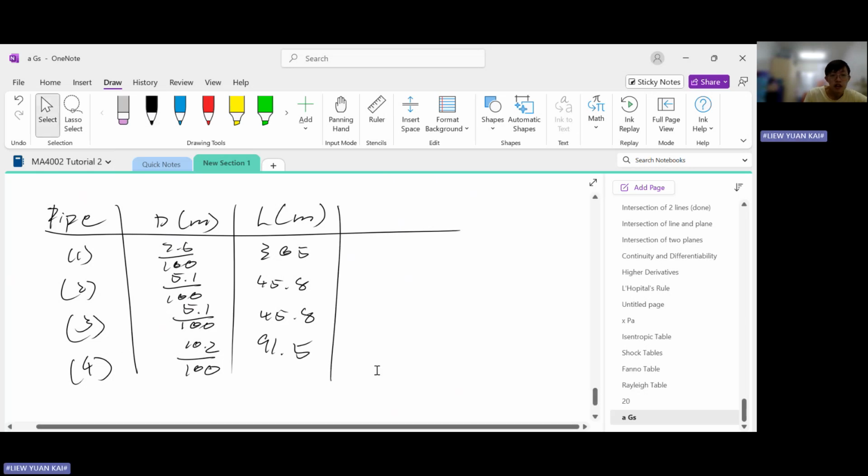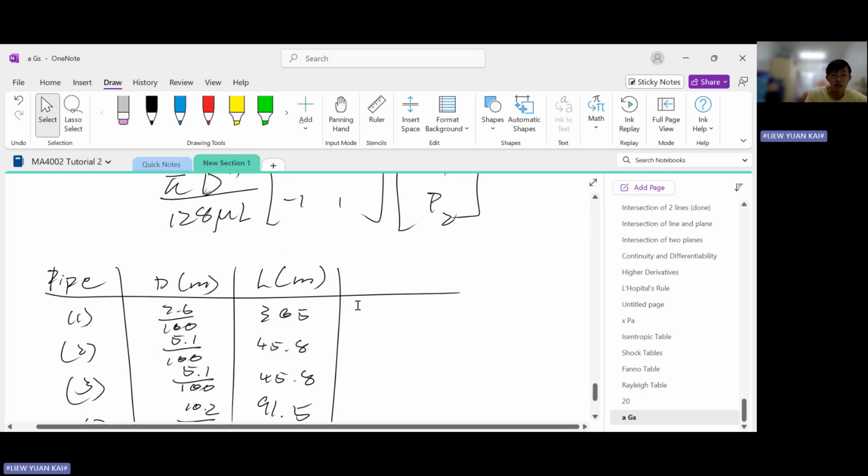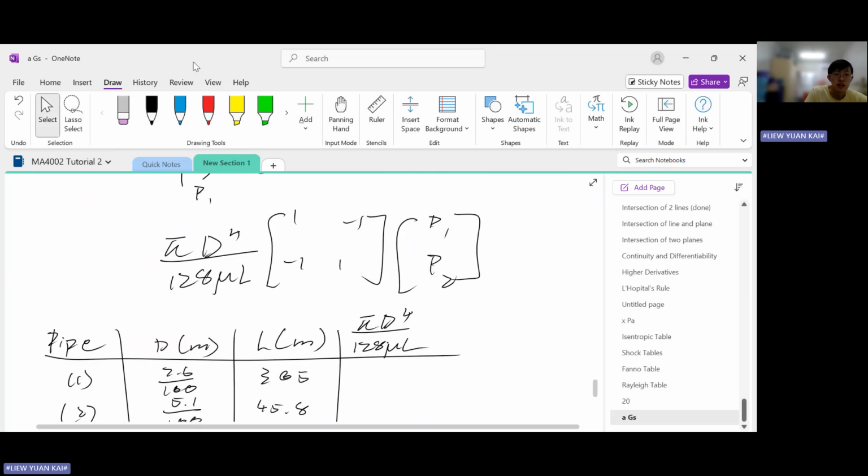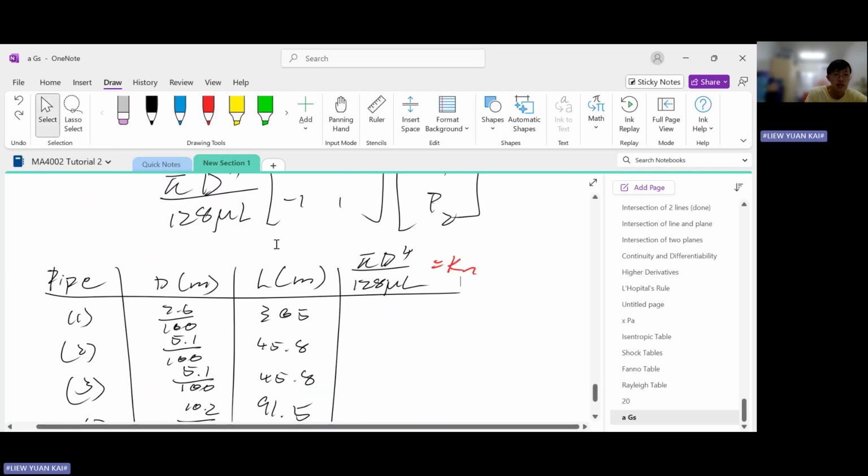So now that I drew up this table, I'm going to calculate the pipe constant. The pipe constant is that constant in front of the element equilibrium equation. Because different pipes have different values of this thing, right? So for each of the pipes, I'm going to calculate that out first. I'm also going to give this constant a name, Kn, just to make it short, because I don't want to have to write this whole thing every time. So I label this as Kn.